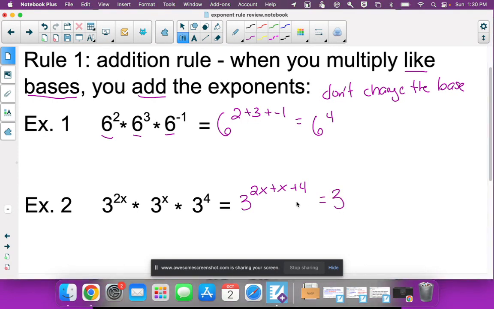So that's still going to be a 3 for the base. 2x plus 1x is 3x. And then we just add the 4. And that's what it looks like when you're done. And that's as simplified as it's going to get.